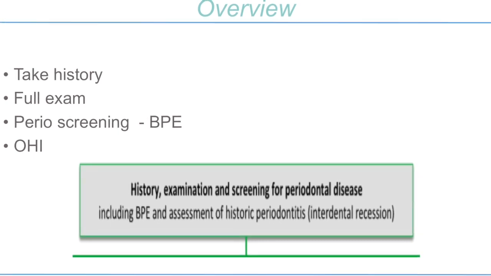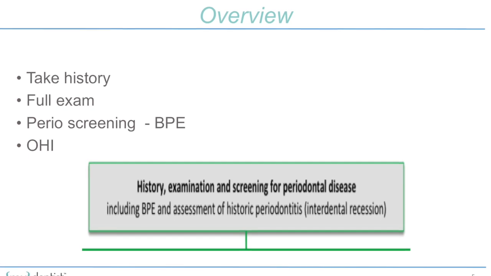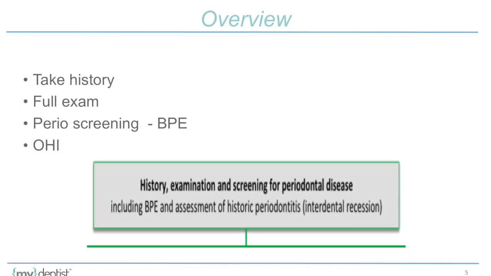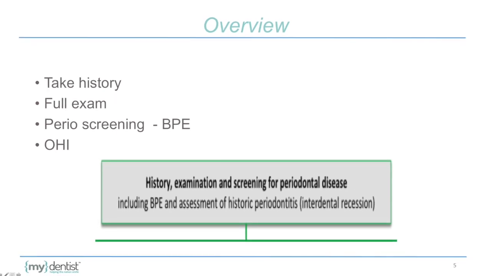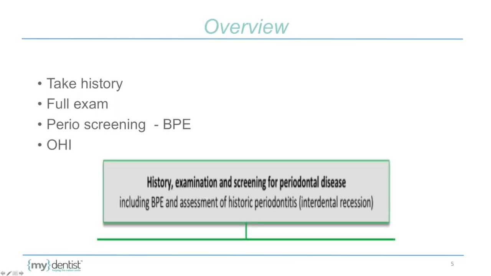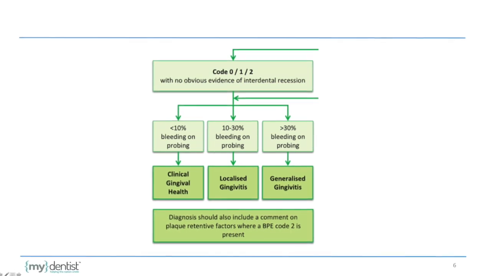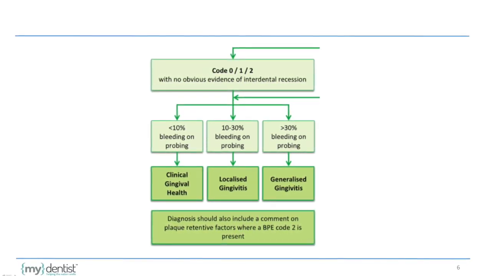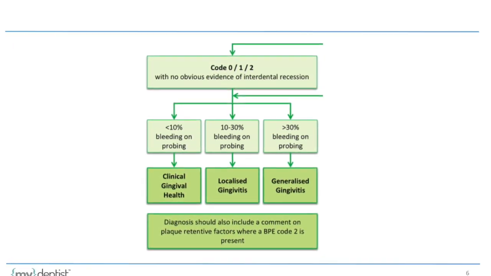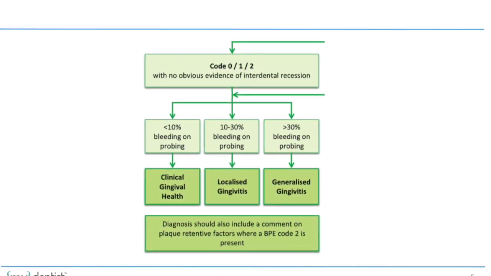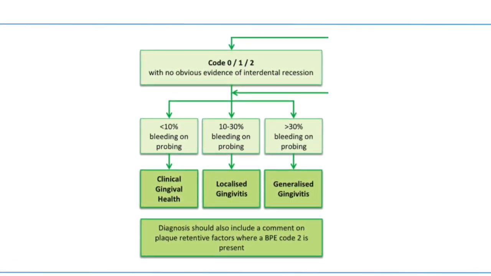In overview, take your history, your examination, do your BPE as you would with all your new patients or your existing patients, cover oral hygiene in the same way as you would normally. If you have a BPE code of 0, 1 or 2, you would just carry on as you do currently with a diagnosis of perhaps gingivitis, maybe oral hygiene instruction, removal of plaque retentive factors, etc.